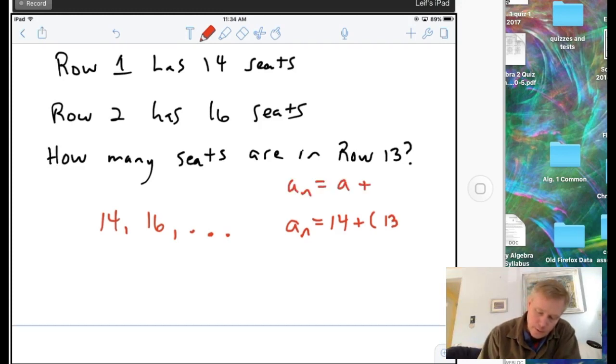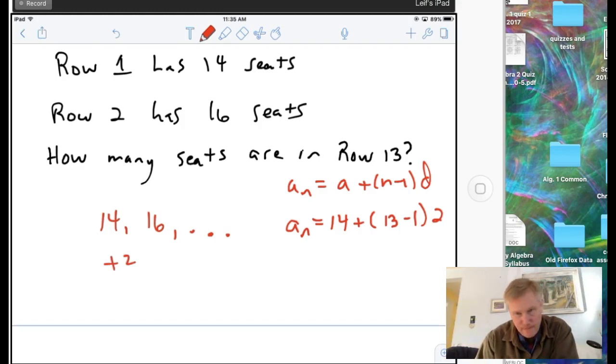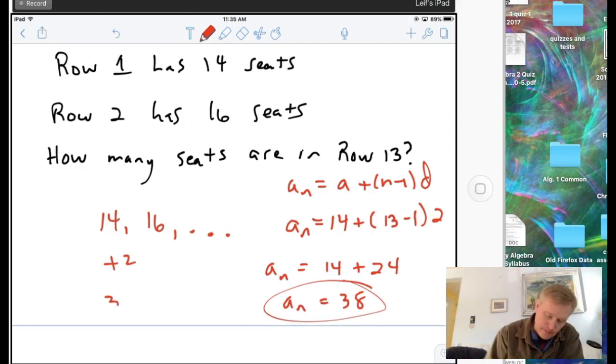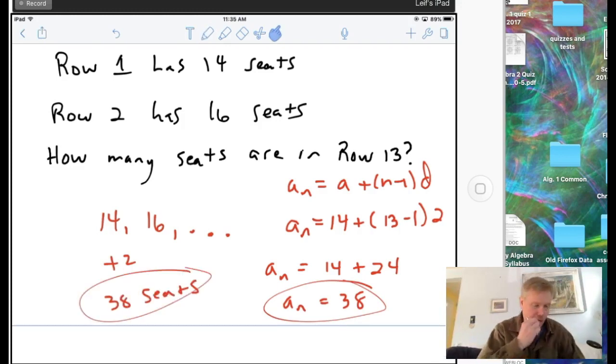I'll write the formula here for you. A plus n minus 1 times d. So it's 13 minus 1. D would be 2, because it's getting bigger, right? We add 2 to get from 14 to 16. And now if I simplify this out, you get 14 plus 12 times 2, which is 24. So A of n would be 38. So there's 38 seats in row 13.